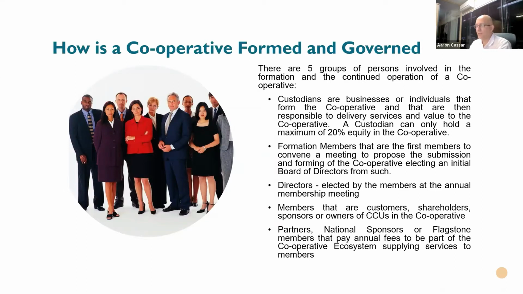So formation members are the first members that convene a meeting to propose the submission and forming of the cooperative. So a lot of you on this call today will have the opportunity to be formation members once we have our cooperative documents approved, so that we can hold a formation meeting and then have the cooperative incorporated. Directors are elected by the members at the annual membership meeting. Members are customers, shareholders, or owners of CCUs in the cooperatives. Then partners, and there are different levels of ecosystem participation available.